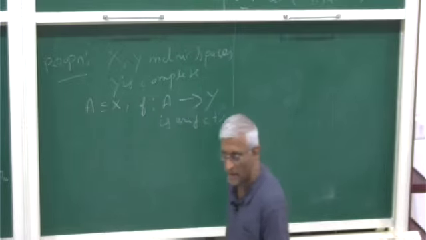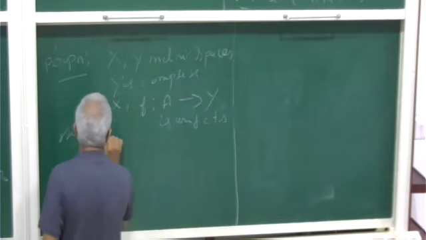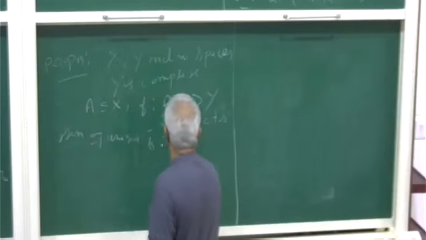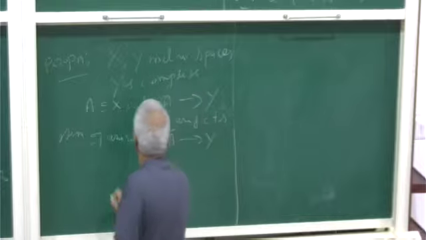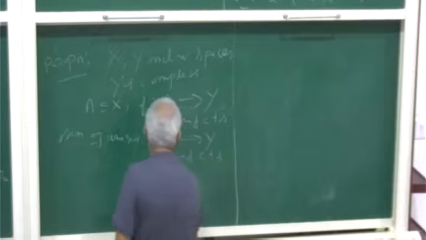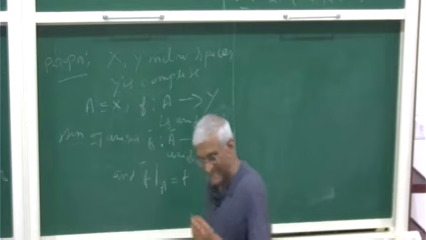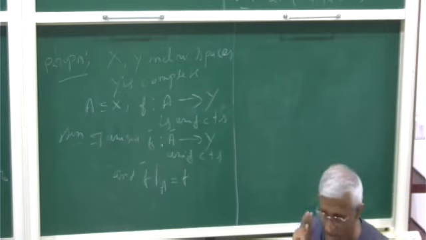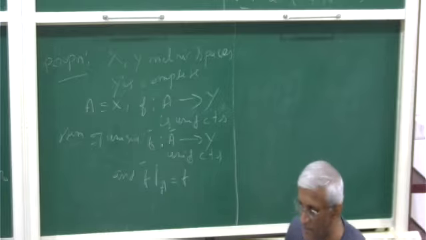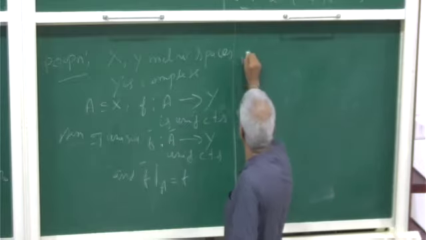Then there exists a unique f bar from A bar, A closure, to Y, which is also uniformly continuous, and f bar restricted to A is f. It just says that every uniformly continuous function has a uniformly continuous extension to the closure, provided the range is complete. The range has to be complete. The proof is very simple.